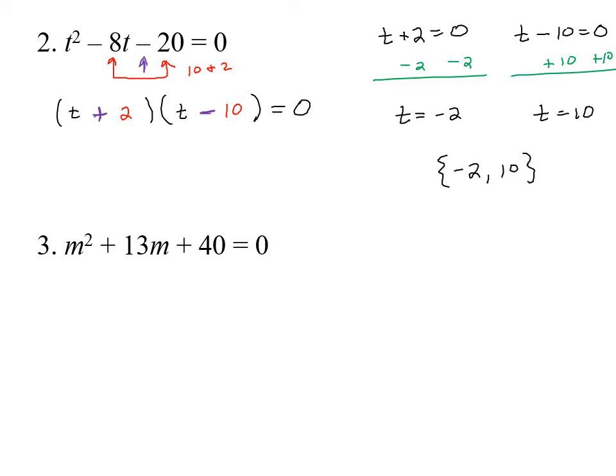On number 3, again, already equal to 0, so we just jump into the factoring. Notice this is a positive sign. If it is a positive, you look to the other sign to tell you what the sign should be. Since they're both positive, we'll have a positive and a positive.